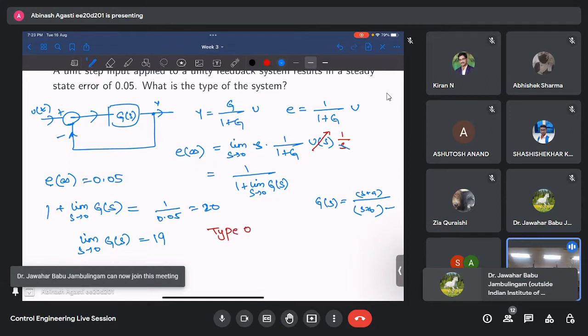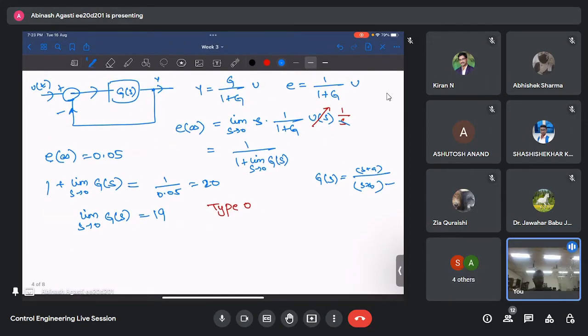Now from this you can see what will be the steady state error for a type 1 transfer function. A type 1 transfer function will be something of the kind s plus a over s into s plus b. So in a type 1 transfer function we will have a pole at the origin. So for a type 1 transfer function, limit s goes to 0 of G of s is infinity, correct? Since this is infinity, the error will be in the form of 1 by infinity, so that limit will be 0. So E infinity in that case is 0 for type 1.